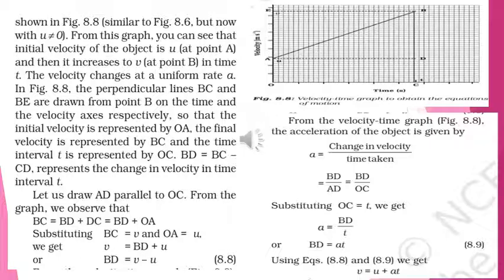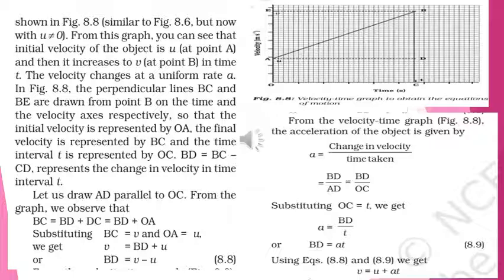Change in velocity is BD and the time taken is AD, and AD is equal to OC because it is again a rectangle and opposite sides are equal. And what is OC? OC is nothing but the time taken T. So if you substitute the values, A is equal to V minus U upon T, and now numerically you calculate and write in simplified form, V is equal to U plus AT.